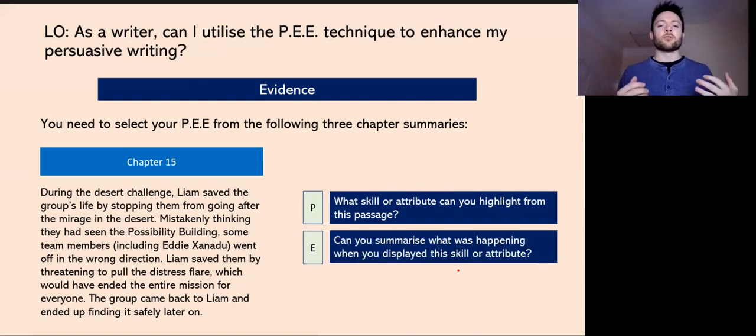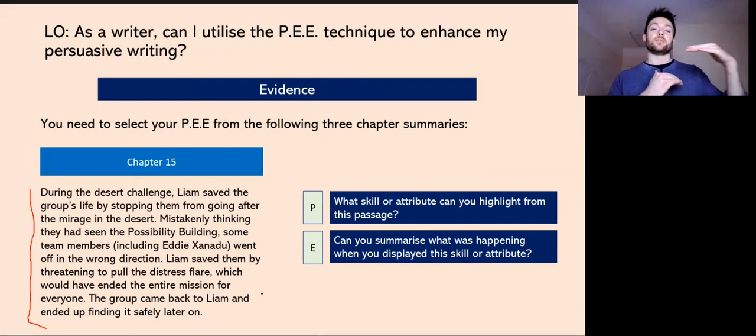The evidence: can you summarize what was happening when you displayed this skill or attribute? So you're gonna need to summarize. Now remember, I do not want to see you copying the entire thing, that's going to be far too long. Dr. Drax is going to fall asleep, okay? You need to summarize it, and obviously you're going to need to change the pronoun, so you're talking about what you did as you, because you are Liam. So you've decided on your skill or attribute, then you summarize, okay?